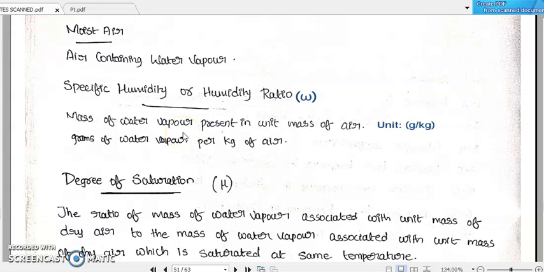So air conditioning has a very direct impact on our day-to-day life. The air in which we live, or the space in which we live, has to be properly conditioned or optimized so that we can live comfortably in that space. That is why we are dealing with this very important term, specific humidity or humidity ratio.